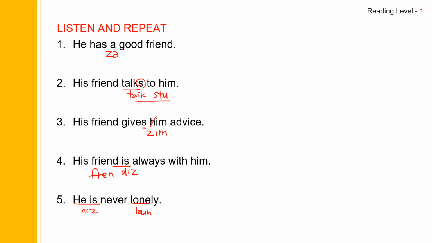Okay, let's read the sentences from the beginning. He has a good friend. His friend talks to him. His friend gives him advice. His friend is always with him. And the last one, he's never lonely. He's never lonely.